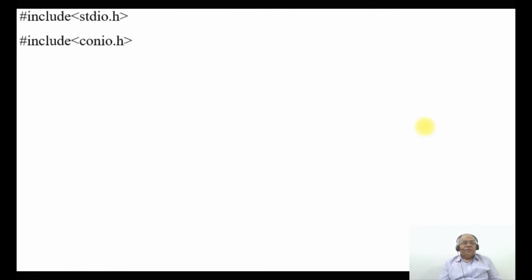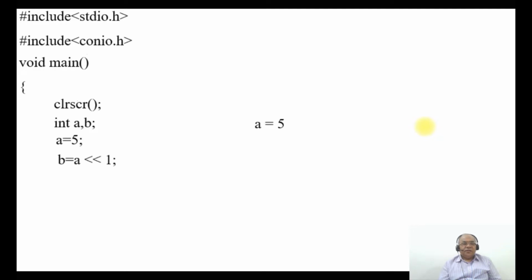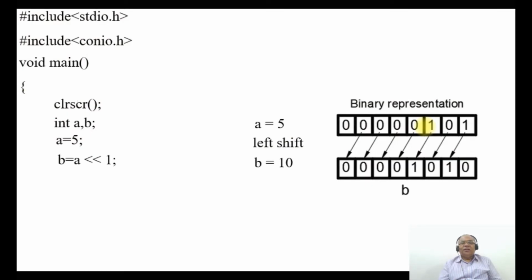Now we are going to show how it works. In the program, int a, b; a = 5; b = a << 1, so it left shifts by 1 bit, and b is equal to 10. How? a is 101, so the value shifts by 1 bit and 0 is appended, giving 1010. So 1010 means b is equal to 10. That is how you get it.